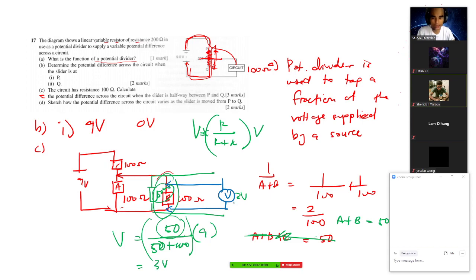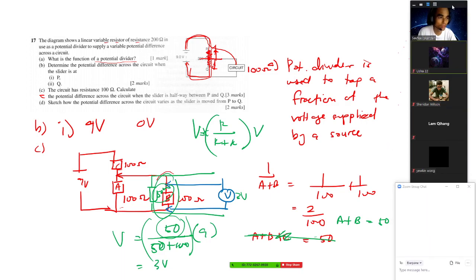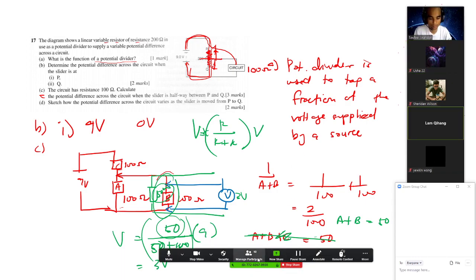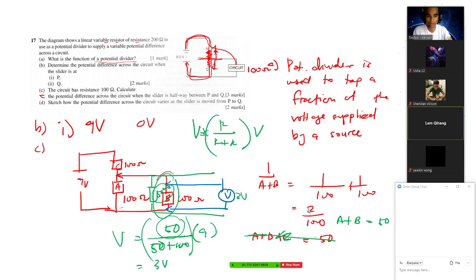Any question on this question C? No, sir. Kihang, are you okay with C? Yes. Okay. So actually the whole thing mostly we are using the potential divider formula. You have to remember how one portion divided by the whole portion of the resistance and times back with the power supply.